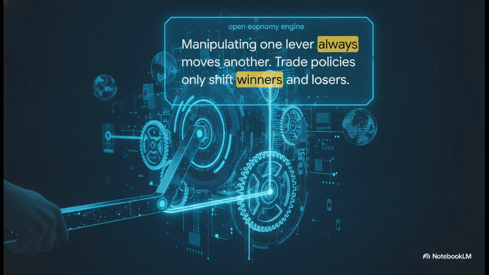So what should you really take away from this explainer? It's the beautiful, ruthless interconnectedness of the open economy engine. Manipulating one lever is always going to move another. We've seen that direct trade policies, like tariffs and quotas, don't actually fix a trade deficit. They merely shift the winners and losers around within specific domestic industries, completely leaving the big picture unchanged.